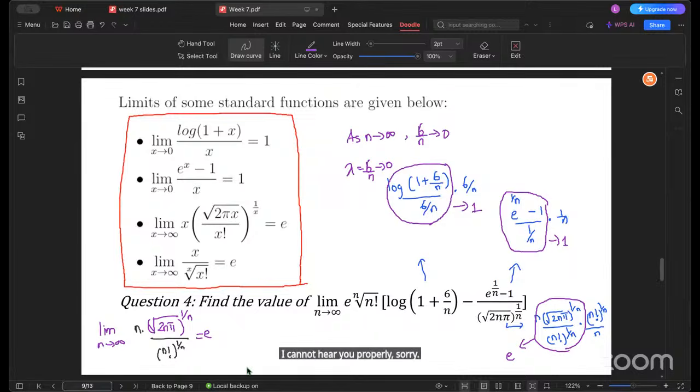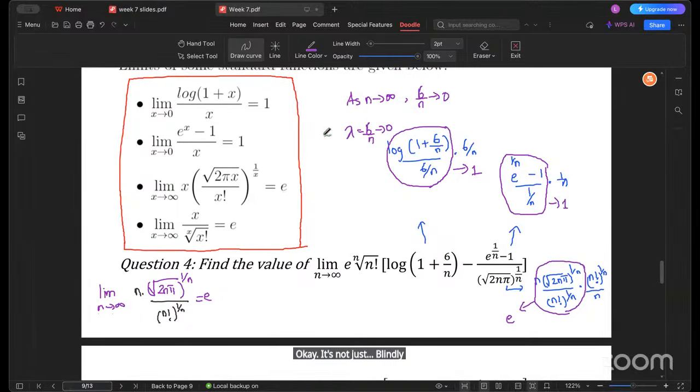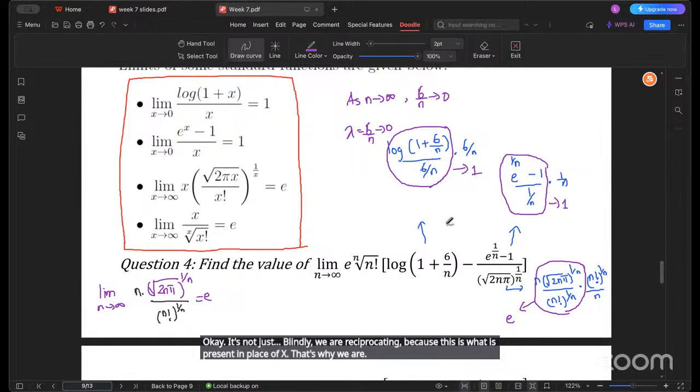Reciprocate n and infinity to 1 upon n. Exactly. So as n goes to infinity, what are we having here? We are having 6 by n. So we are looking at what is happening to 6 by n. 6 by n goes to 0, and in place of x, this 6 by n is what is there. That's why we are concerned about this. Got it? It's not that we are blindly reciprocating; this is what is present in place of x. That's why we are able to apply this.